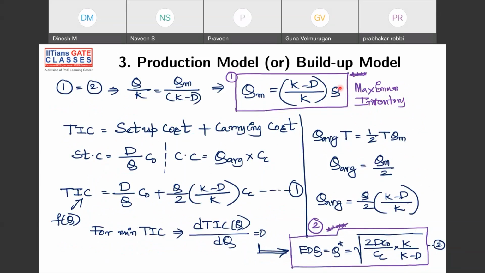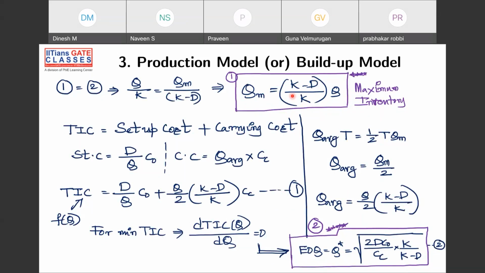Q is nothing but the quantity that you have to produce. This is the inventory quantity Q. This Q star and Q are the same. Once you find Q star, multiplied by (K minus D) by K, you will get the maximum inventory level. This can also be a question.